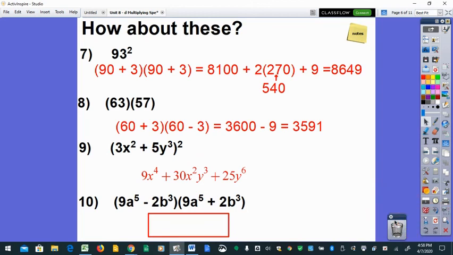Stop the video and see if you can figure this one out on your own. Alrighty, we're going to have a difference here, so there's no middle term because it's going to fall out. It's the difference of two squares. Answer you'll see in a minute.